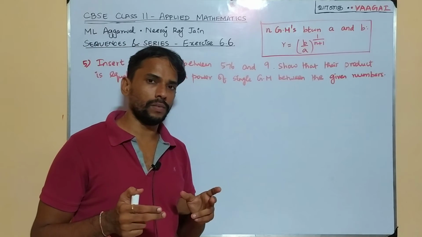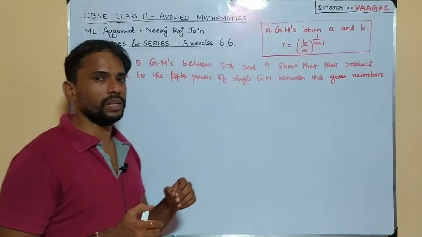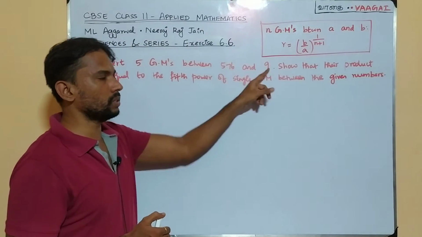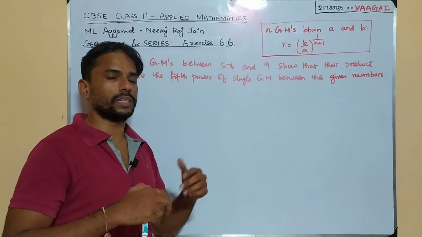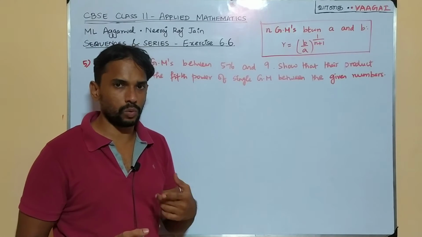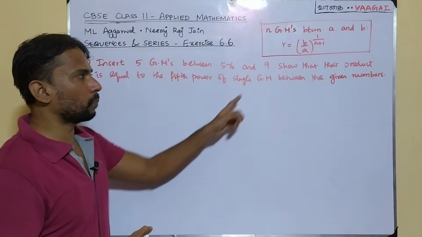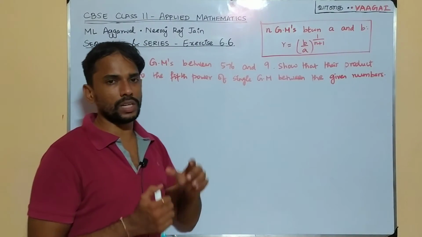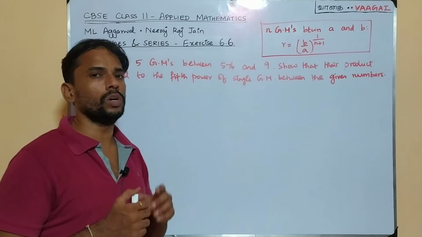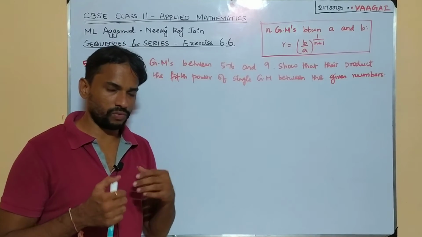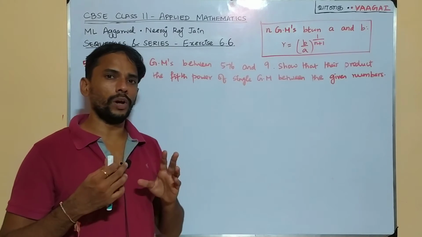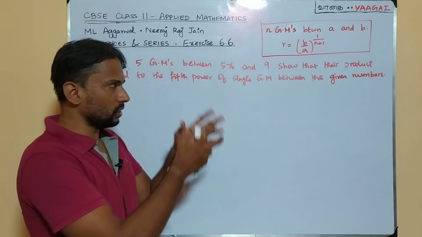What are the two tasks here? One is we have to find the 5 geometric means between these two numbers. That is the first task. And the second thing is we need to show something else. What is it we have to show? We should show that the product of these 5 GMs is equal to the 5th power of the single GM. This is what we need to show here. And of course, if I want to say in detail, we are going to prove that property using these numbers.